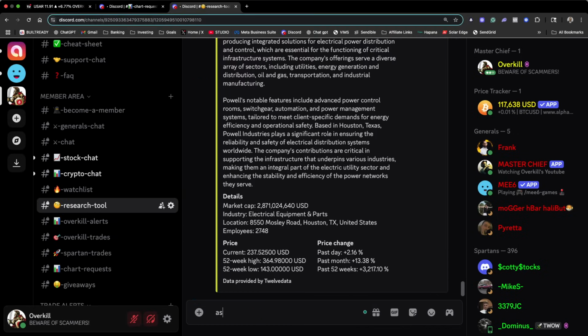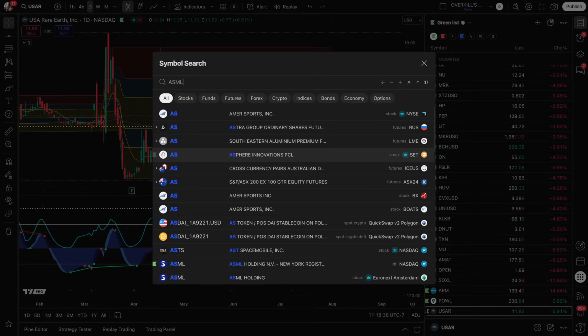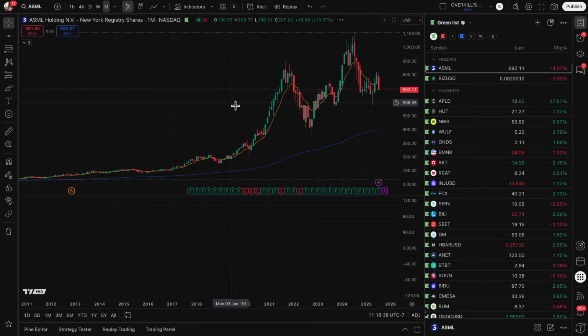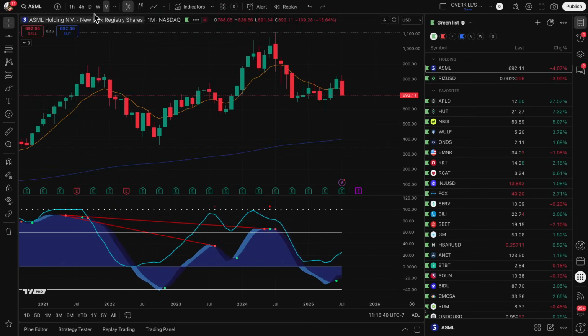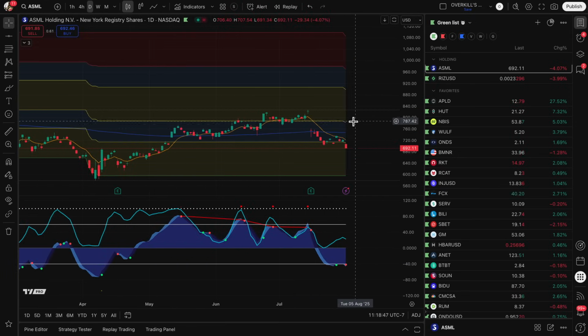Yeah, ASML. So I took a position on this week too. It has the green monthly, so again, we're just looking for daily dots. I entered on this daily right here, back at around 720. I'm a little bit down on the position right now.